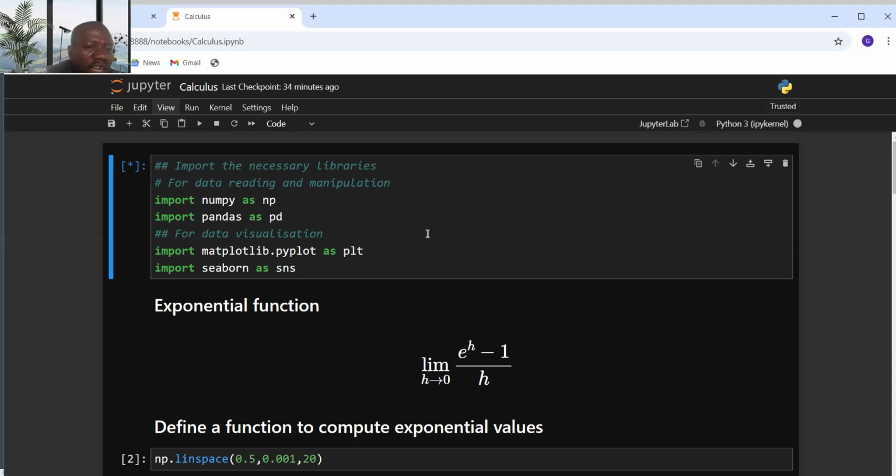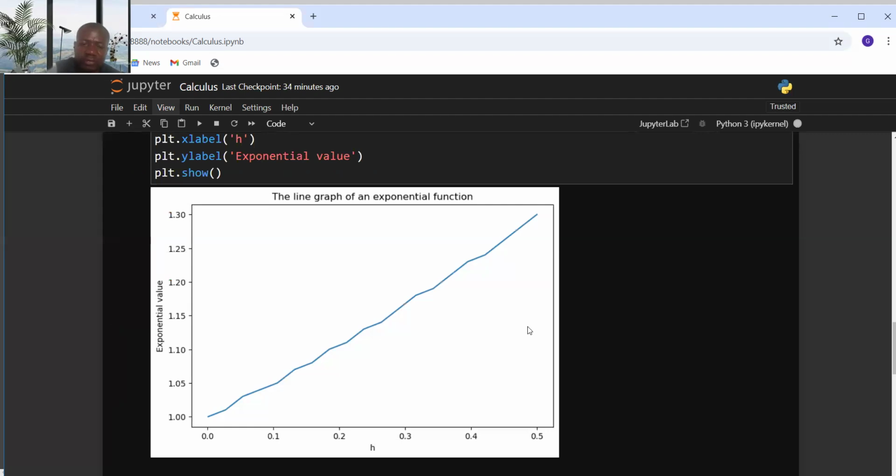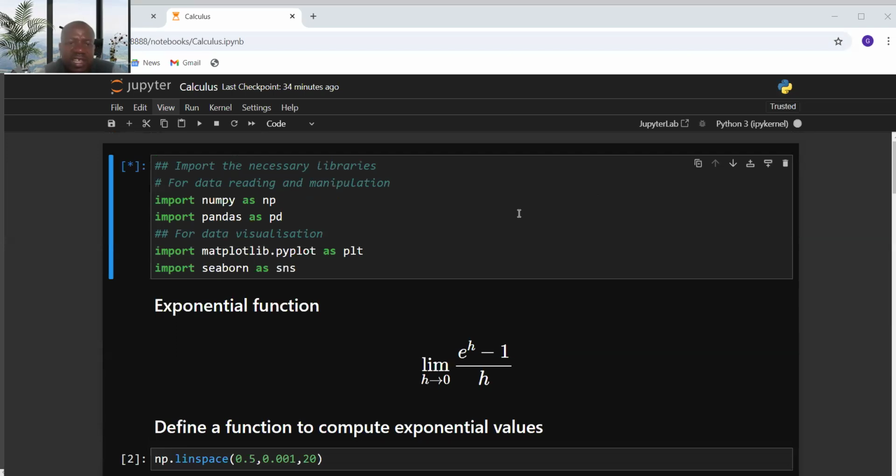Right, while it's still running, this is what we went through when we spoke about the exponential. We saw that as h goes from 0.5 and approaches 0, the closer it comes to 0, the function approaches 1. So this is what we want to experiment on with sine and cos, but this was just for an exponential function. Ladies and gentlemen, let me check if it has completed running.